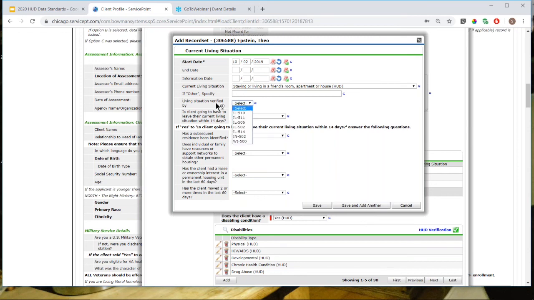And then we have living situation verified by. And so these codes, if you remember, they just represent what continuum you're a part of. So Chicago is IL 510. So you'll almost always be in IL 510, and we'll actually be updating that to inform you that it should be IL 510.